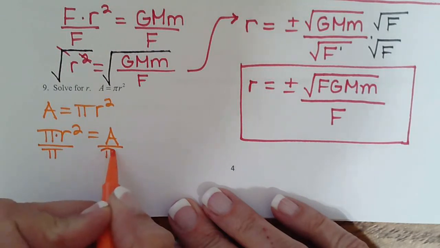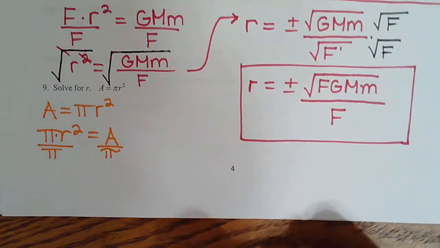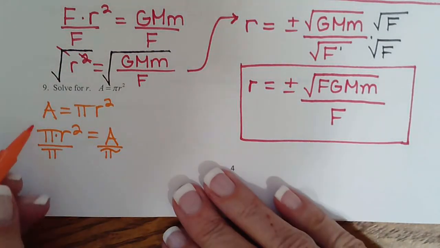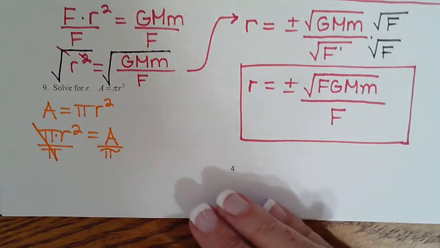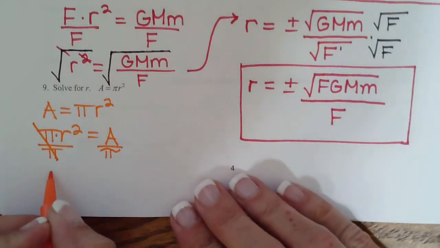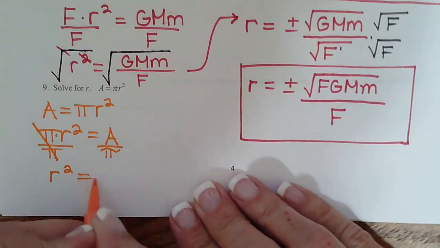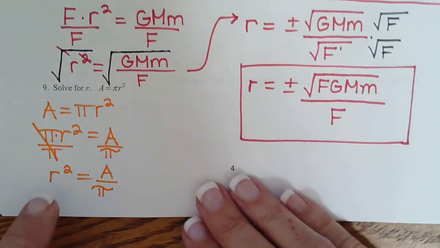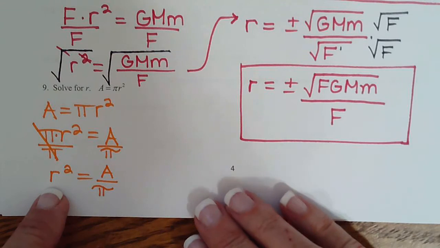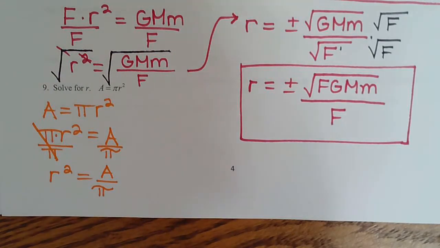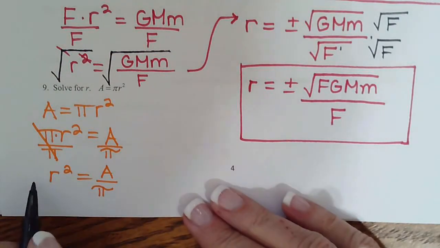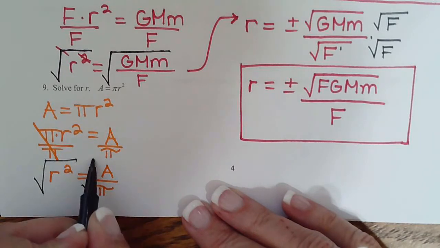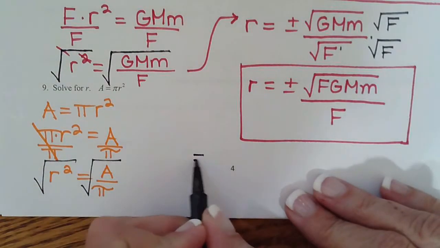And don't turn it into 3.14. 3.14 is not pi. It's an approximation for pi. And this does not want an approximation. It wants an exact formula. So r squared equals A over pi. And here we are again. We need r, not r squared. So we're going to square root both sides. But if we square root both sides, remember we have to add a plus or minus.